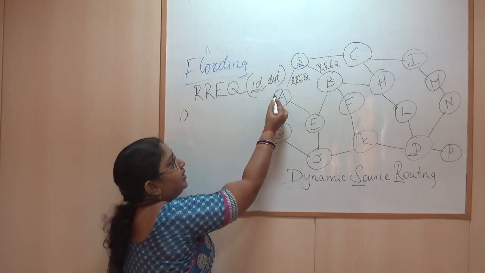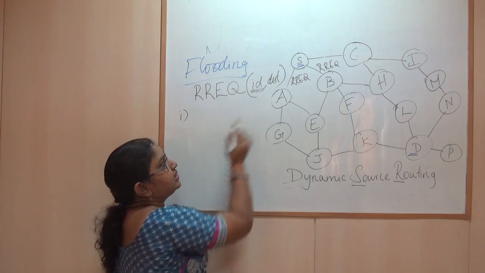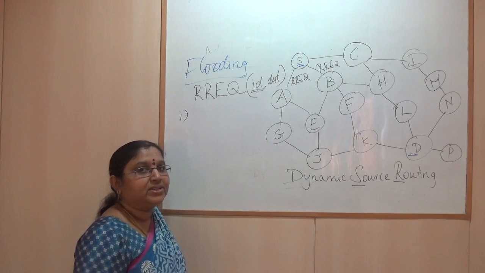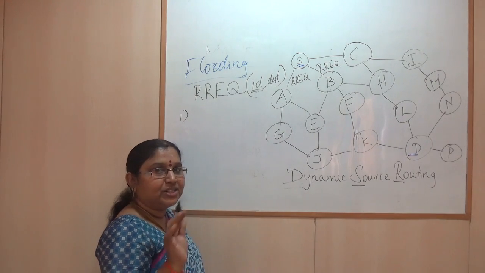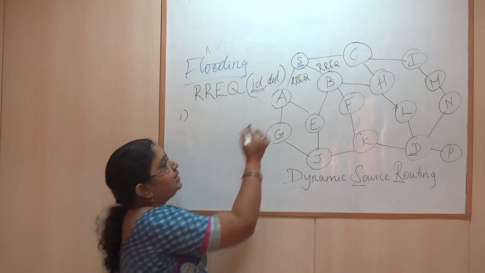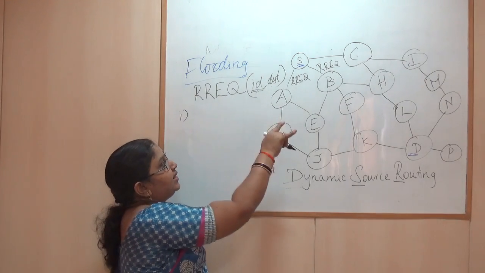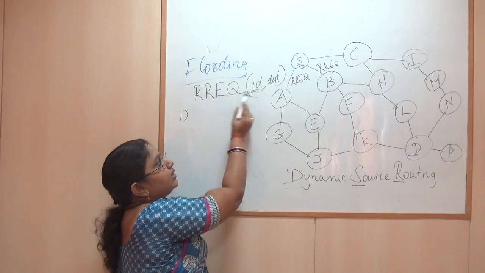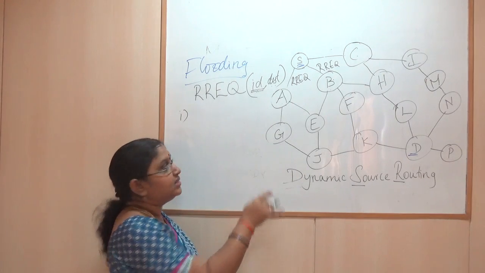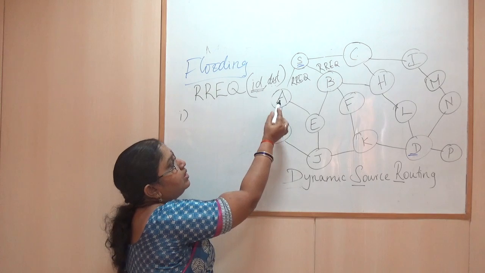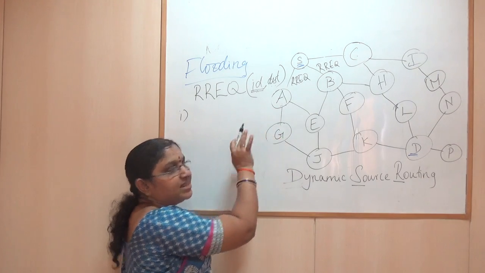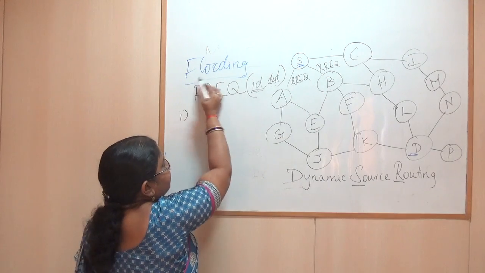If it is a new ID, then each and every node checks whether the destination address matches its own address. If it matches, then it stops the process and gives a reply. Otherwise, if the destination address does not match and the route request message is a newer message, what happens? Every node appends its own address and broadcasts that message further. So that's what we call flooding.